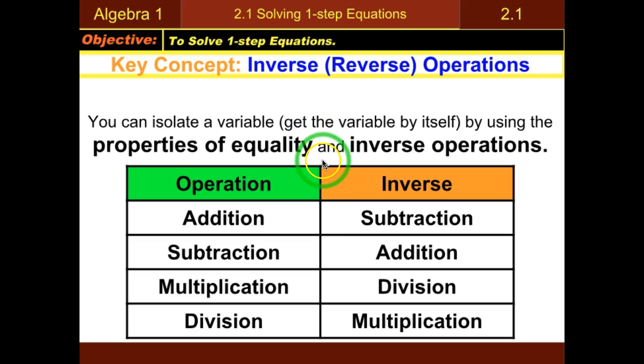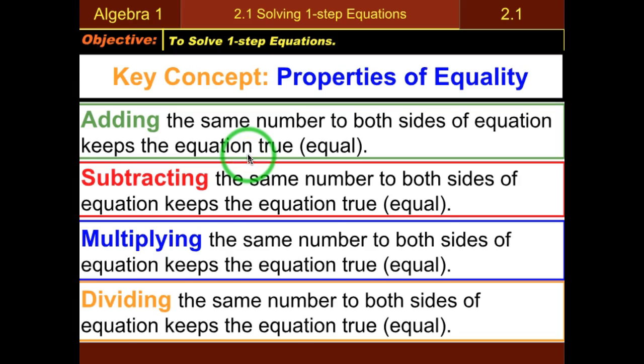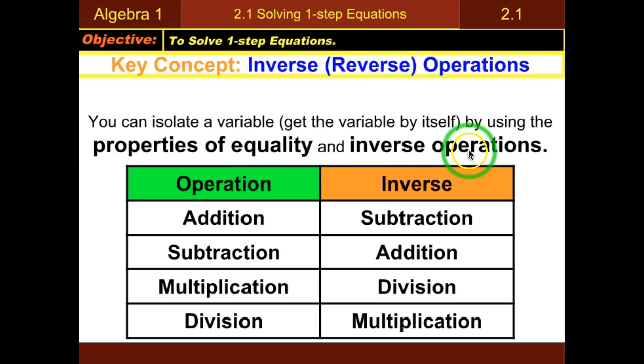Now, what we're usually doing are inverse operations. We're trying to isolate the variable, which means get the x or whatever variable it is all by itself on one side, and we use the properties of equality that we just talked about and inverse operations. Now, inverse, I like to think of them as reverse. The book also refers to them as opposites, okay? But an inverse operation undoes the operation.